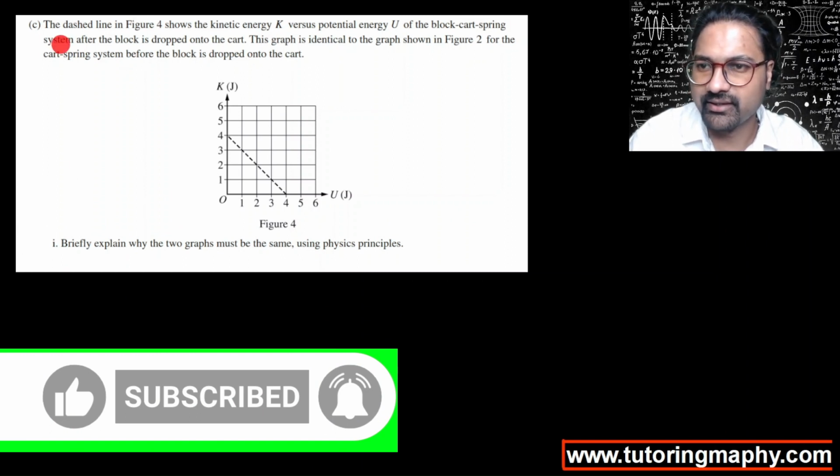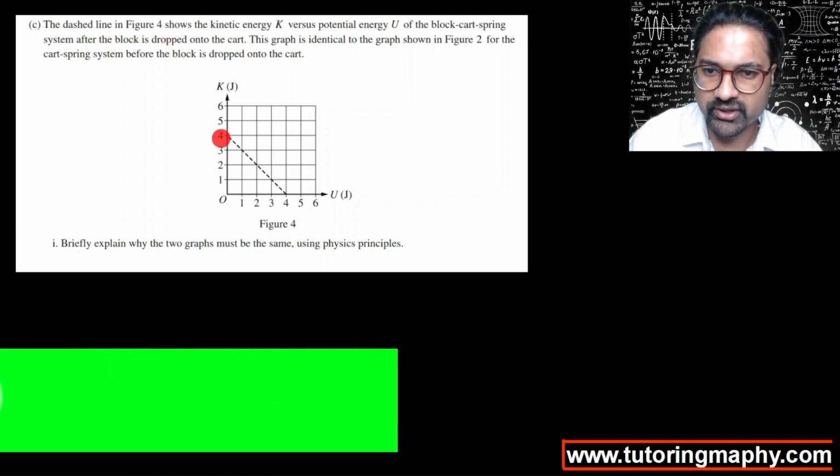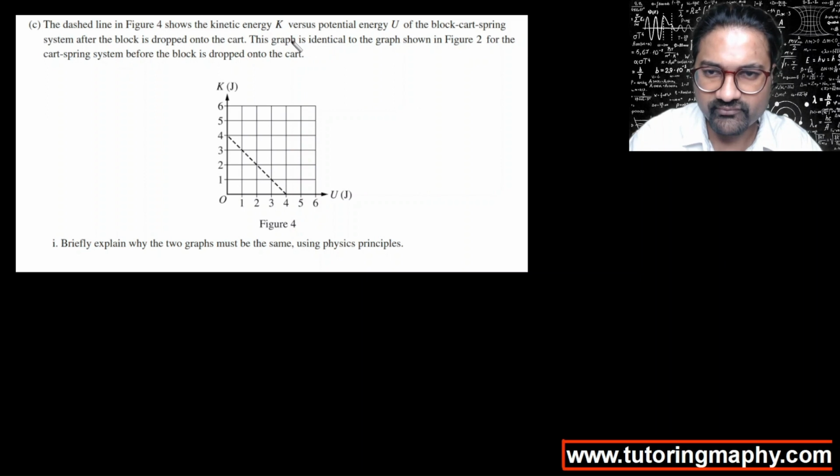Here they say that the dashed line in figure 4 shows the kinetic energy versus the potential energy of the block-cart system after the block is dropped onto the cart. So even after dropping, their energy is not changing. That's interesting. This graph is identical to the graph, of course, for the cart-spring system before the block is dropped. So we have to explain why they are the same using the physics principles.